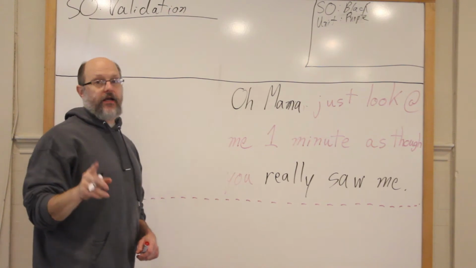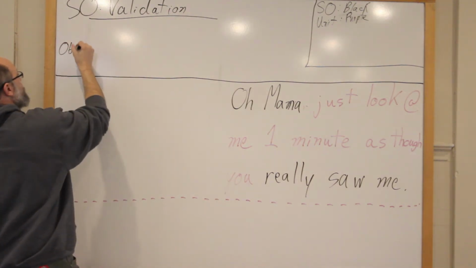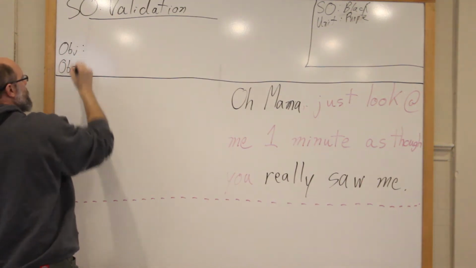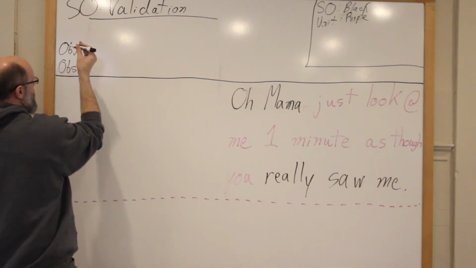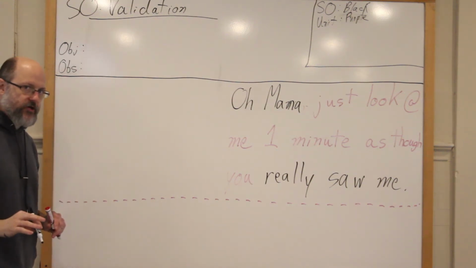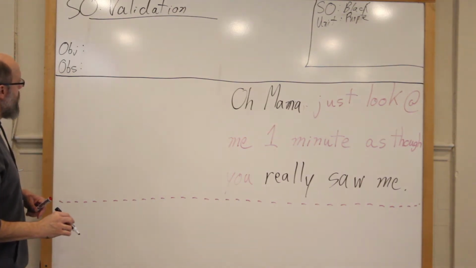Now what does every unit need? An objective. So I'm going to write objective, and I'm also going to write obstacle up here. So you have a unit objective, and a unit obstacle. We'll get to what those actually are in a bit, because that's what you're going to have to accomplish.